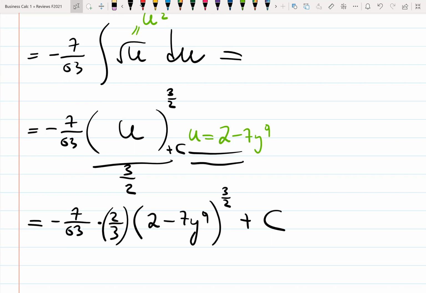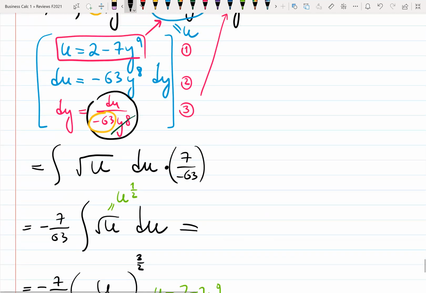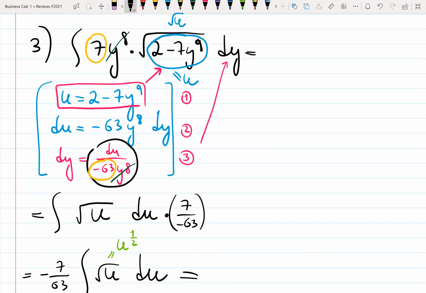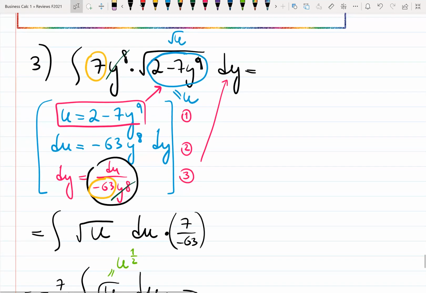So I see the pattern here again, where 7 times 9 is 63 on the bottom. Is that always the case? Let me check. 7 times 9, 63. Yeah, that is the case because 7 times 9 will be the derivative of u. 63 will always go to the bottom because we're solving for dy. Yeah, you're right. Okay, thank you.